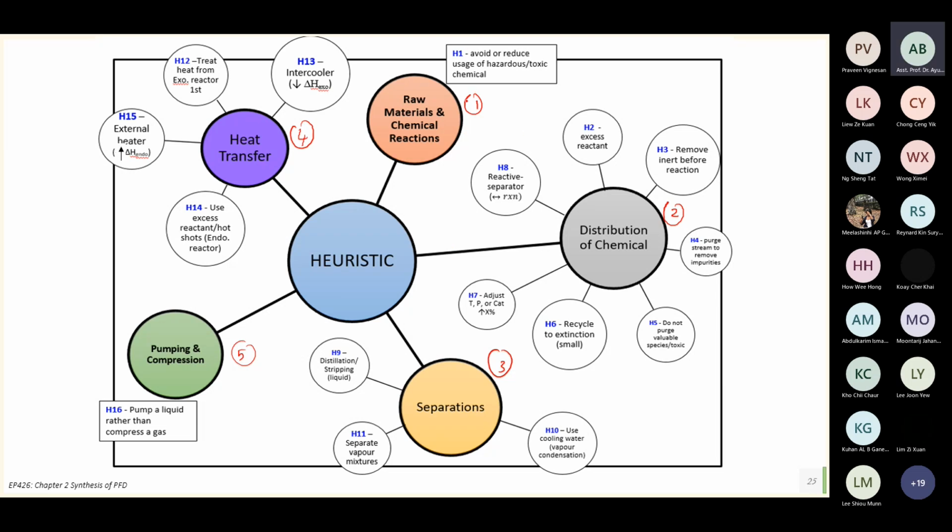Okay, so here it has summarized the main points. For the raw materials and chemicals, what to do. Distribution of chemicals, so these are the heuristics. Okay, separations, these are the heuristics. Heat transfer, the endothermic, exothermic, and the pumping and compression. Okay, now we are done with the heuristics.